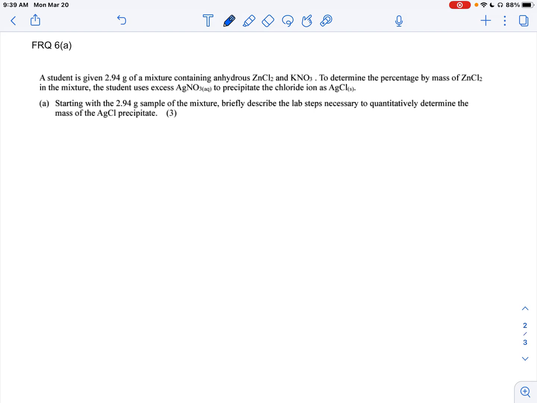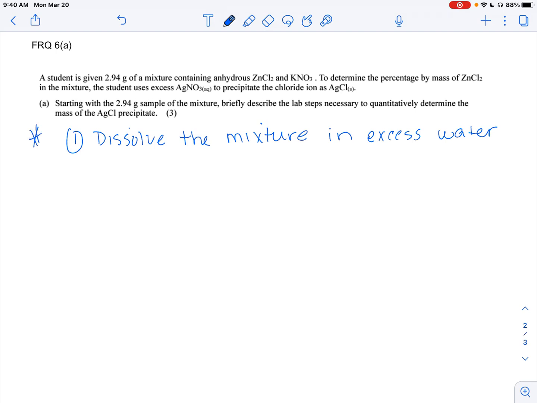So if you are given a sample, and like I said, this is a common type of question asking you for procedure. So on the AP test, you might be given something like this. You have to start, dissolve the mixture. And I'm going to say in excess water. I don't think they would be that picky about it, but that's what I would do. Very, very important. You need to have that in there.